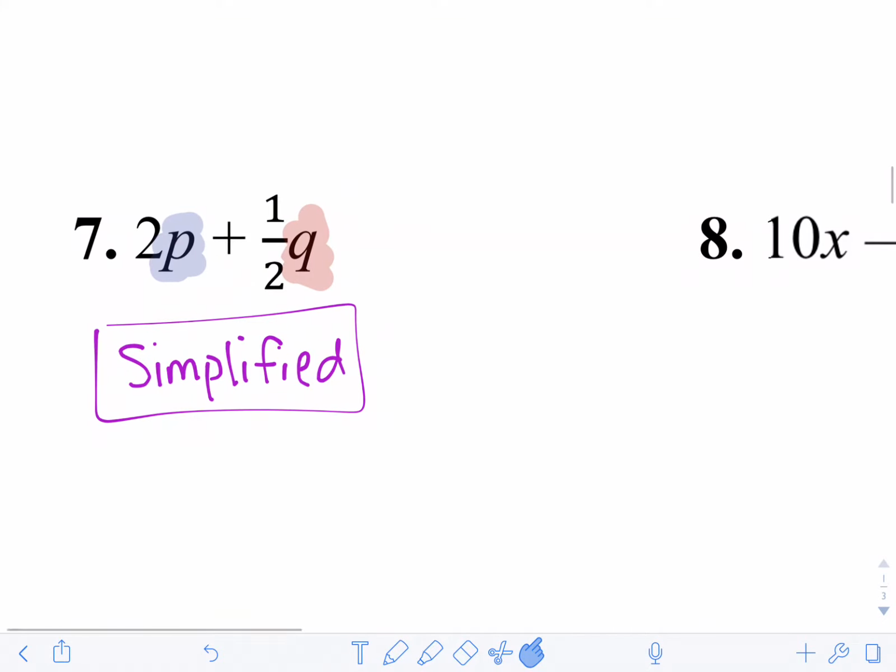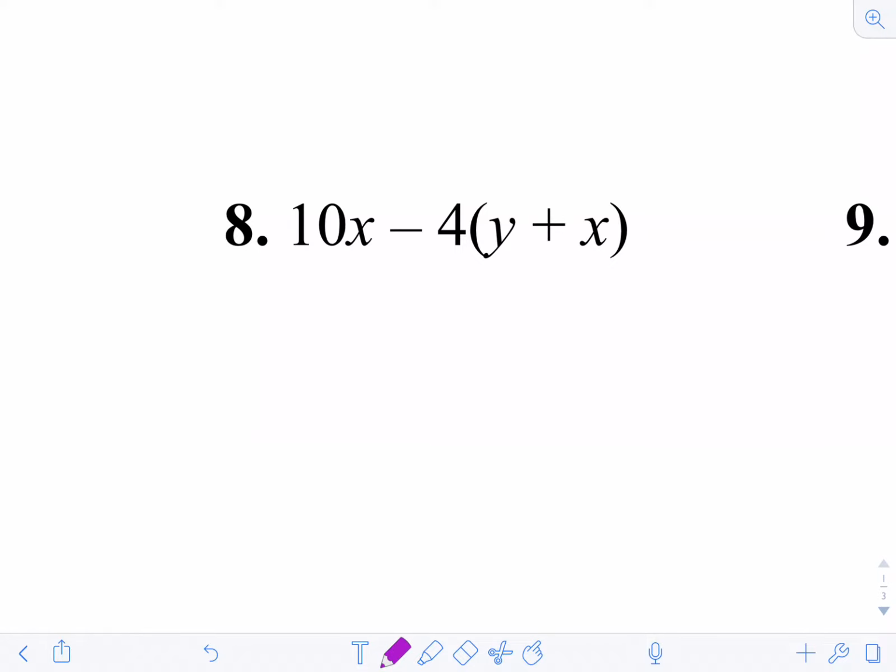All right, number 8. Okay, so here, this one we have a little bit more work we have to do because we have 10x minus 4 times the sum of y plus x. So I have to get rid of those parentheses. So what I'm going to do here is I'm going to distribute this negative 4 to the y and to the x. So when I do that, I'll have 10x minus 4y plus 4x.